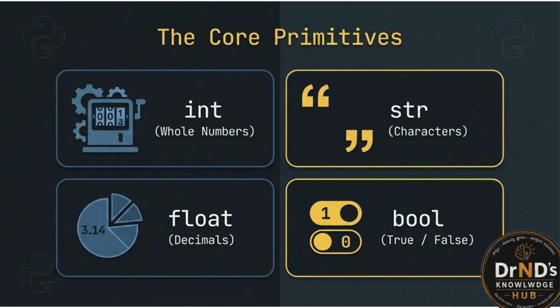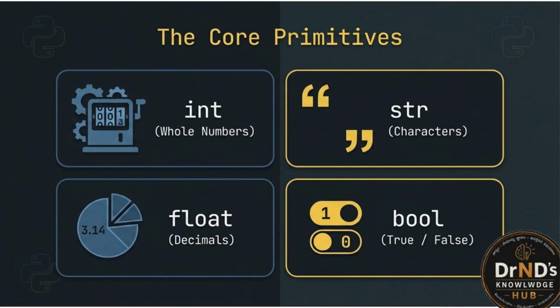The fourth data type is Boolean, represented by bool. Boolean values can have only two possible states, true or false. These values are commonly used when making decisions in a program. For example, a student has passed the examination, a medicine is available in stock, a patient is eligible for treatment. Such conditions can be represented using Boolean values.